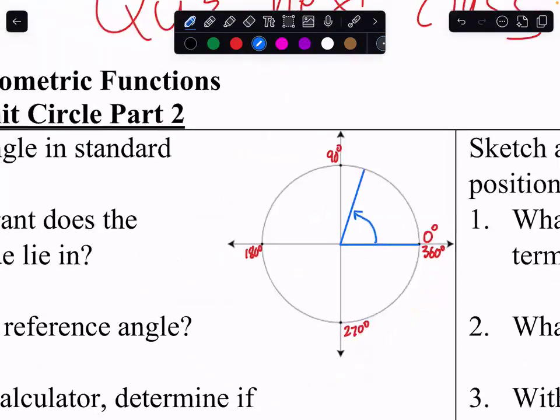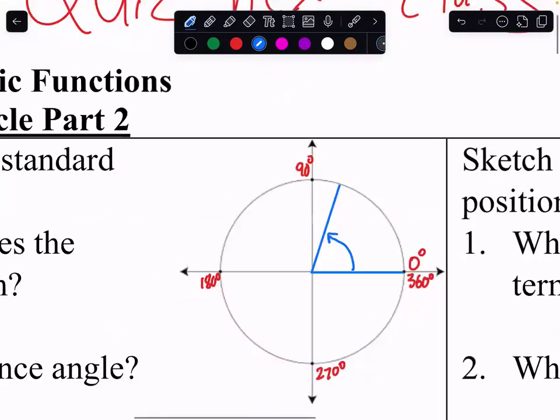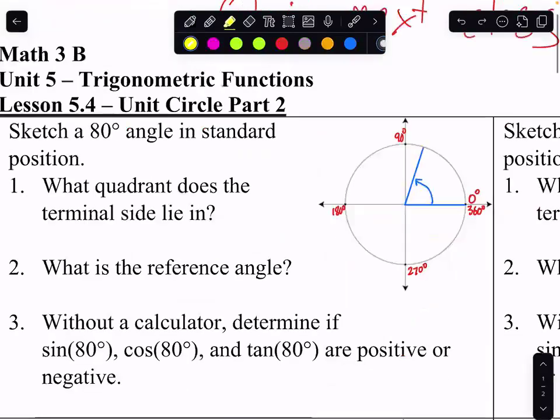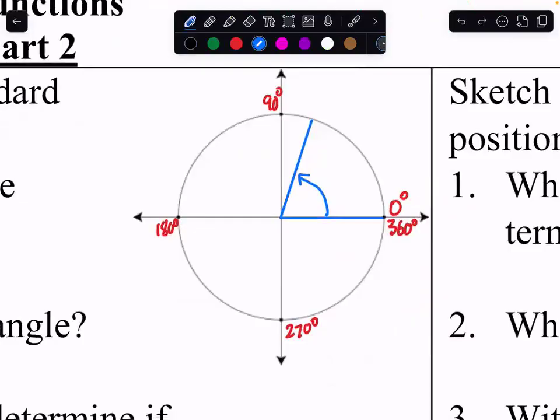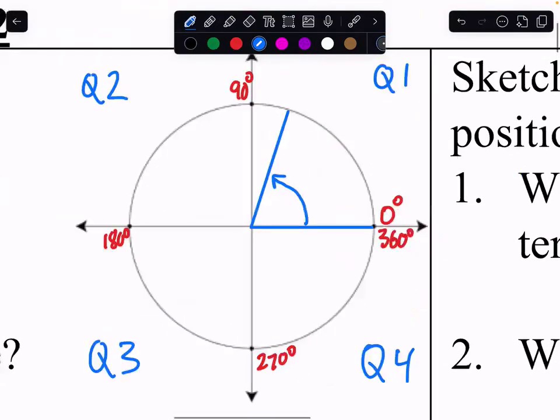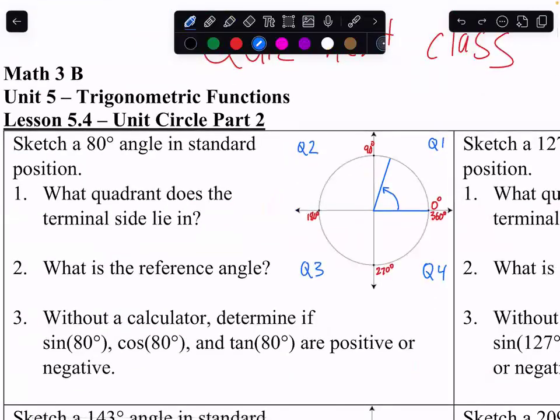So this is the terminal side of the angle, not the starting side, not the initial side, but the terminal side. One question I ask is what quadrant is that terminal side in? The order of the quadrants is the same as the order that you go around the circle: quadrant 1, quadrant 2, quadrant 3, quadrant 4. In this case, the 80-degree angle has its terminal side in quadrant 1. I'll go back to Roman numerals.